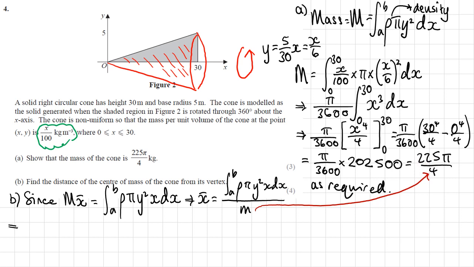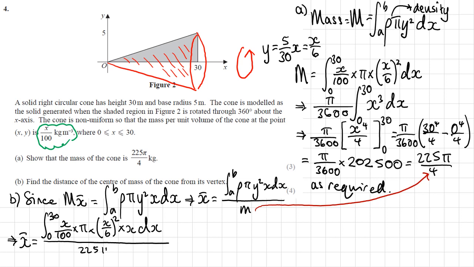Okay, let's get substituting. So the centre of mass is going to be equal to the integral with limits of 0 and 30. Rho is x over 100 times pi times y squared. So that's going to be x over 6, all squared. Let me just move this down a little bit, and that'll probably be easier to see. So x bar is equal to the integral between 0 and 30. We said the density was x over 100 times pi times x over 6 squared times x dx, and we're dividing that by the mass, which we know is 225 pi over 4.